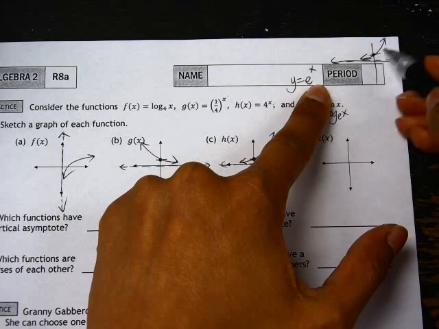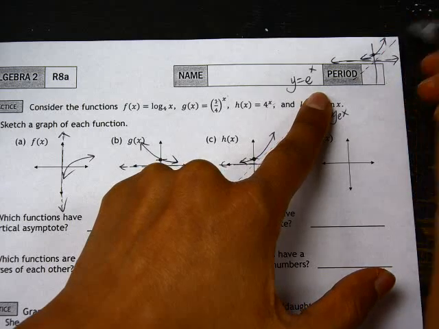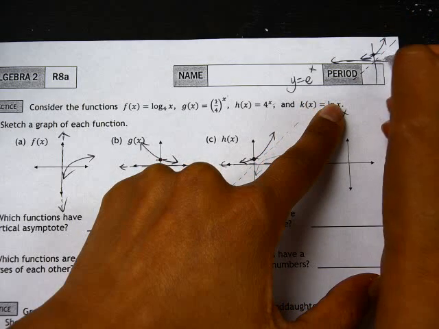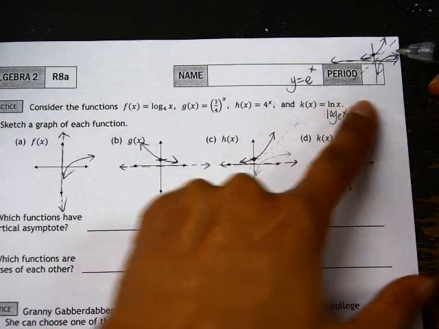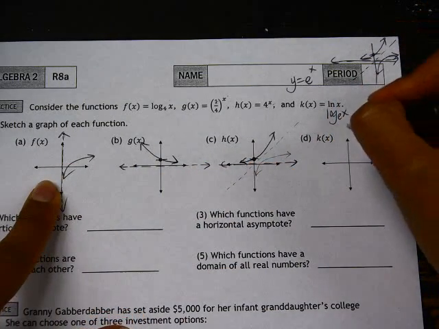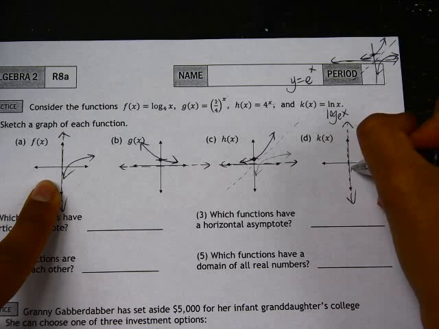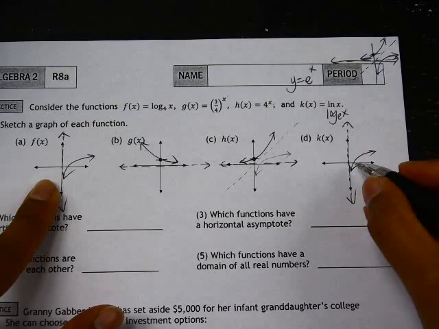So if I were to sketch the inverse of this, reflecting it over the line y equals x, I would have something that looks like this. So it's going to look pretty similar to the log function we had here. So asymptote at x equals 0, and we have another log function.